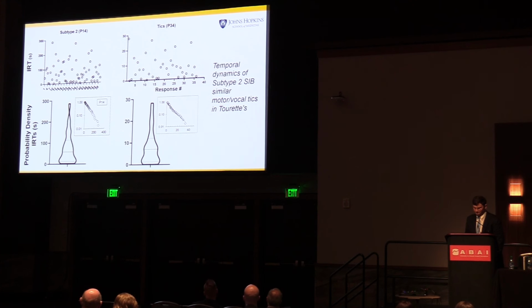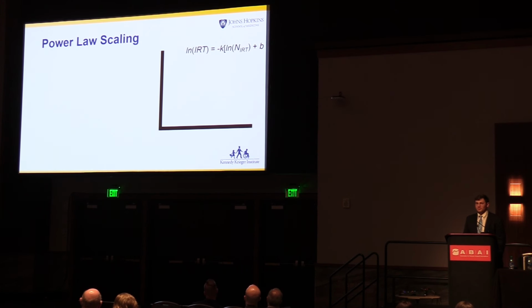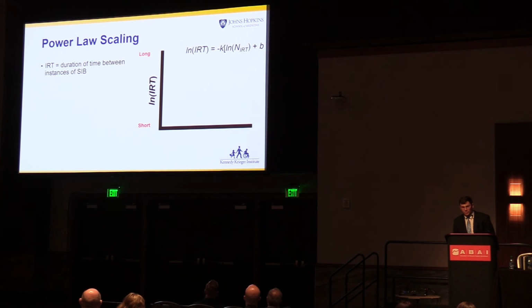Let me just talk about one other similarity that subtype 2 SIB and motor and vocal tics with Tourette's have in common. It has to do with something called power law scaling. A power law just means you have a relationship between 2 variables where one quantity varies as a power of another.